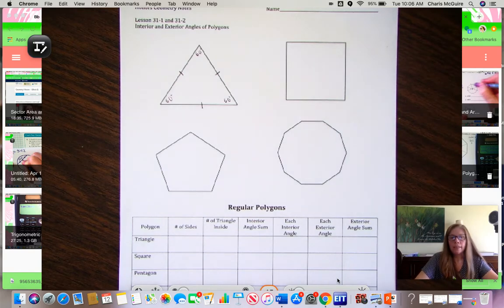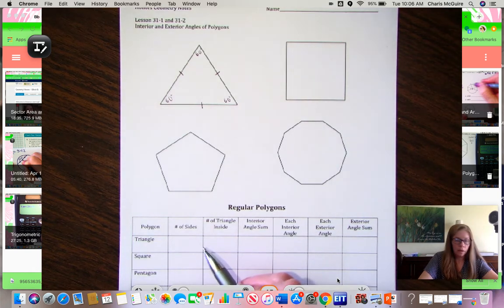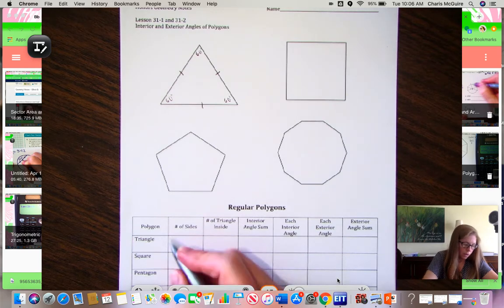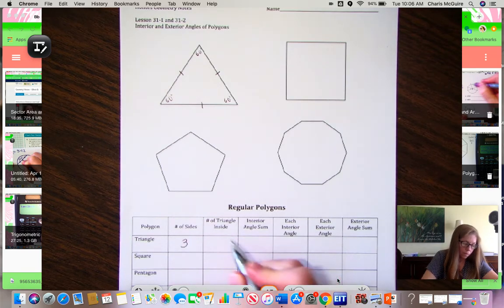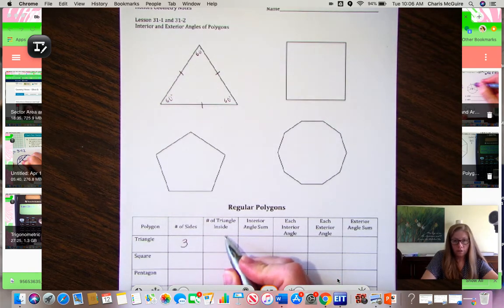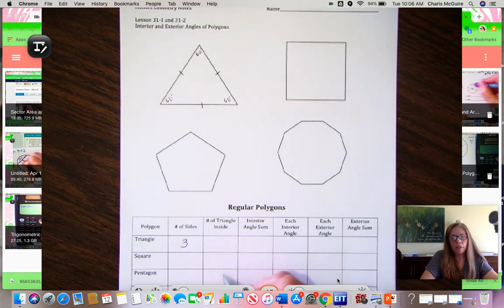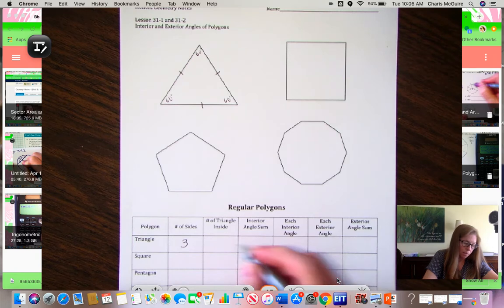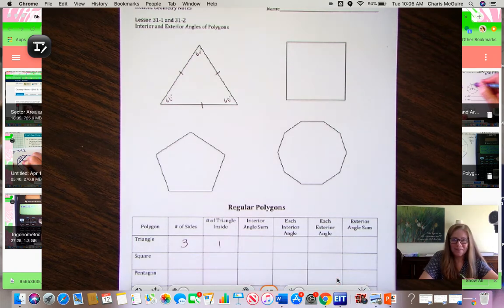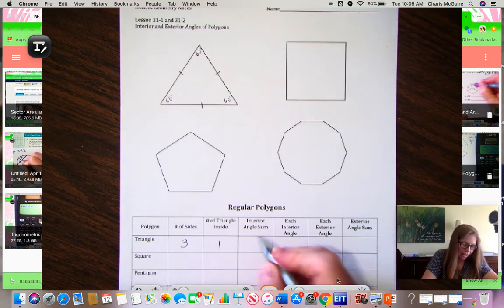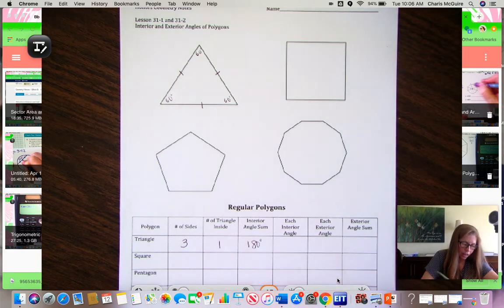When you look at the sum of the inside, you know that every triangle has a sum of 180. So let's fill this out below on our table. We've got the number of sides is 3 for our triangle. Number of triangles inside: this helps us figure out our interior angle sum. We have 1 triangle, and so that's 180 degrees.